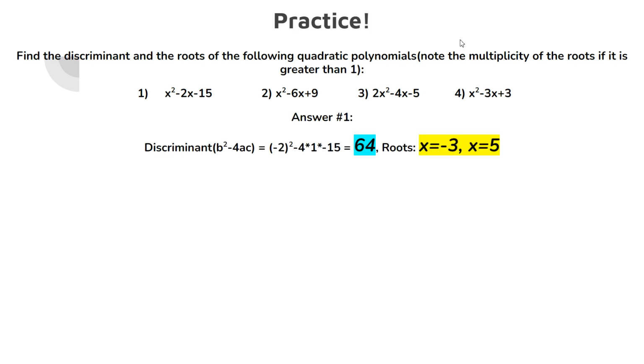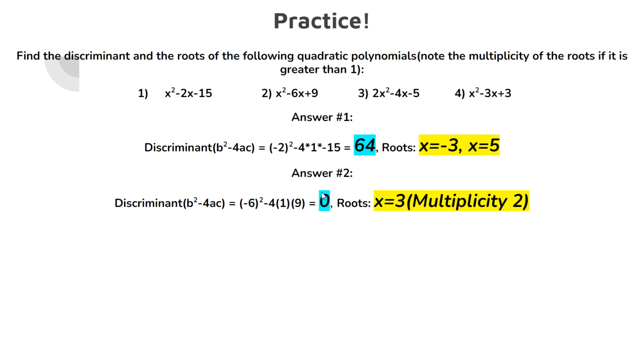Starting with number 1. The discriminant, by plugging in the values for a, b, and c, is 64, which should tell you that it's two real solutions, and because 64 is a perfect square, two rational solutions, and that will make sense when you see the roots, x equals negative 3 and x equals 5. Both real and rational.